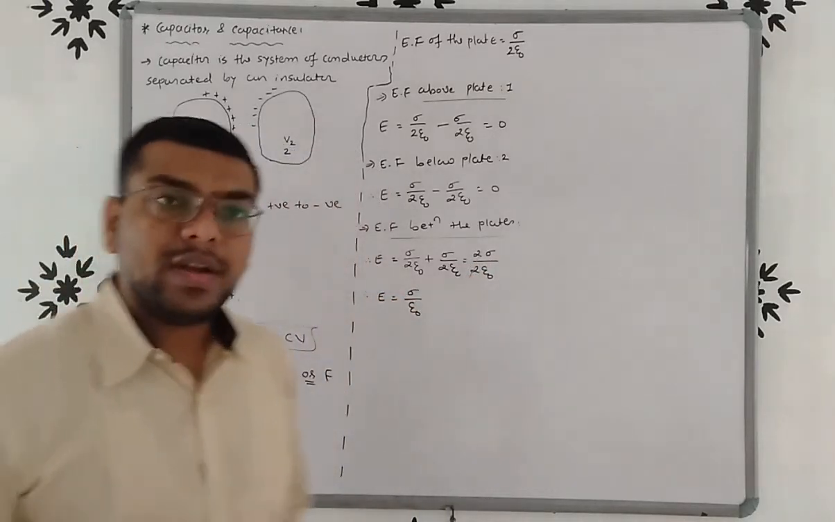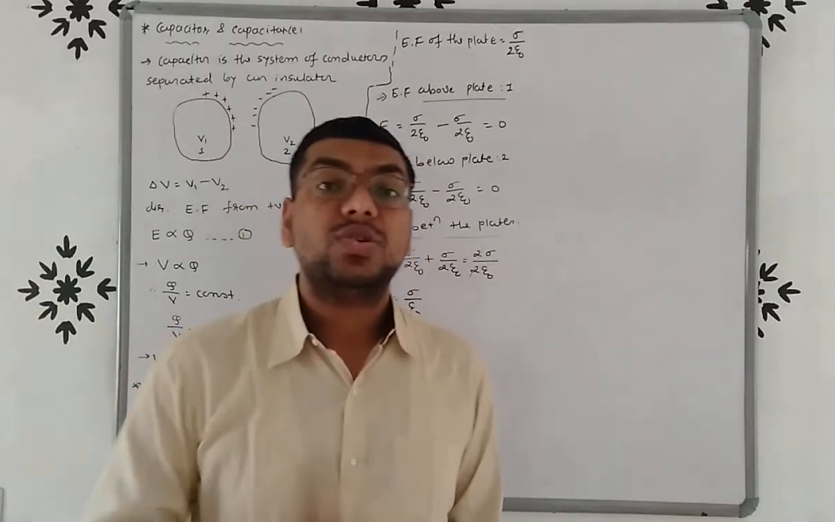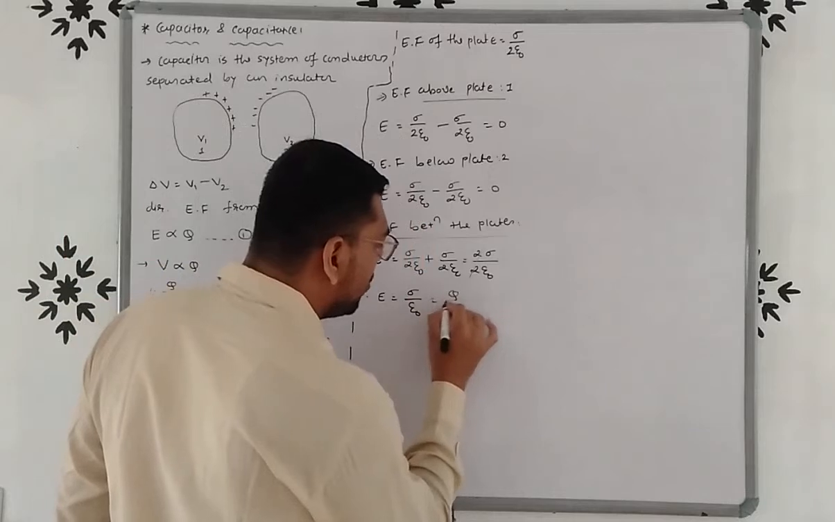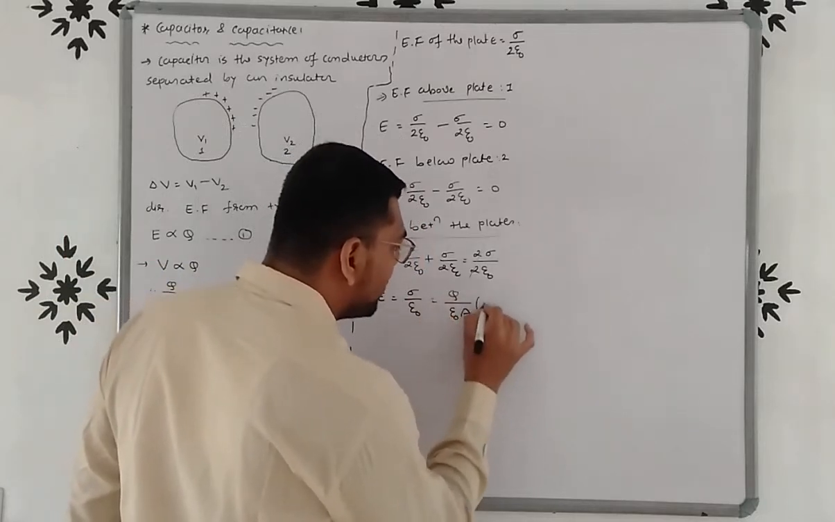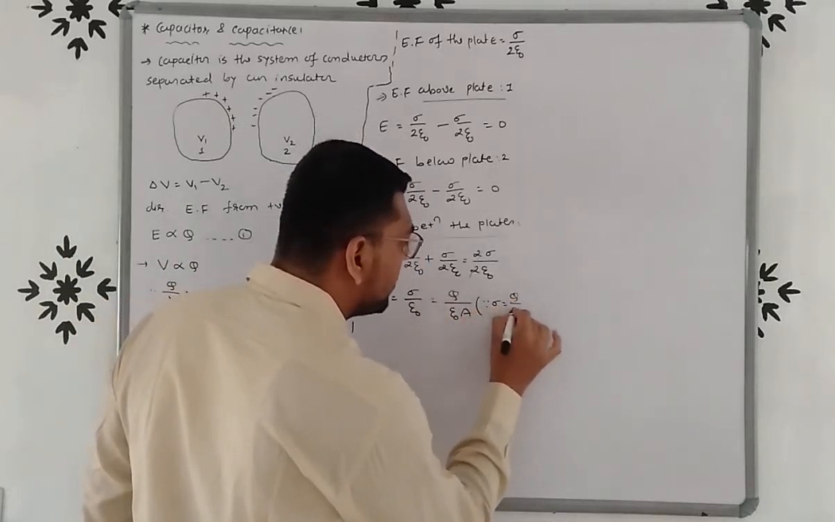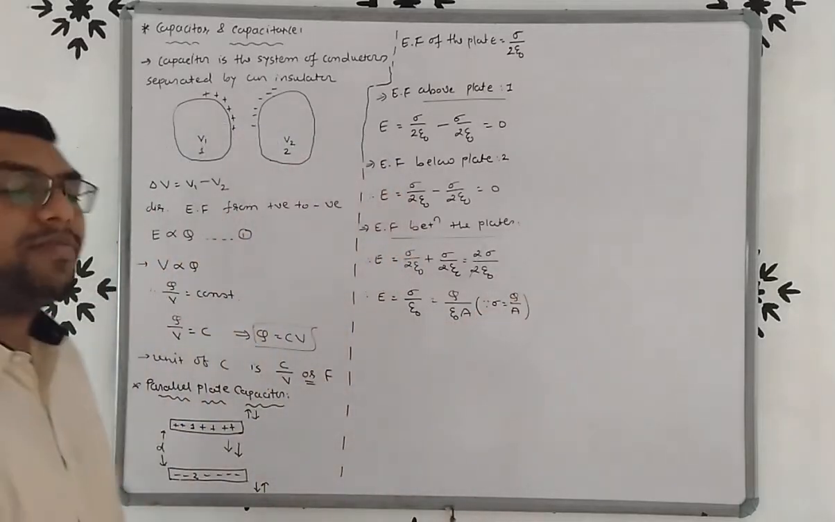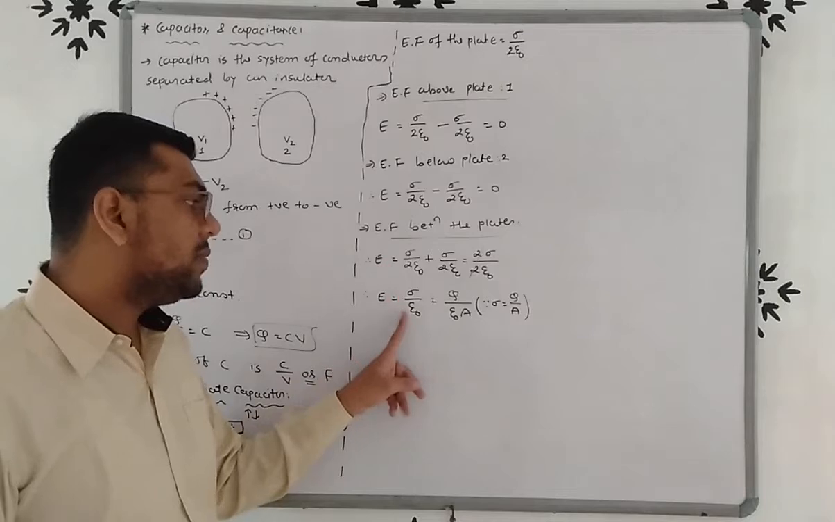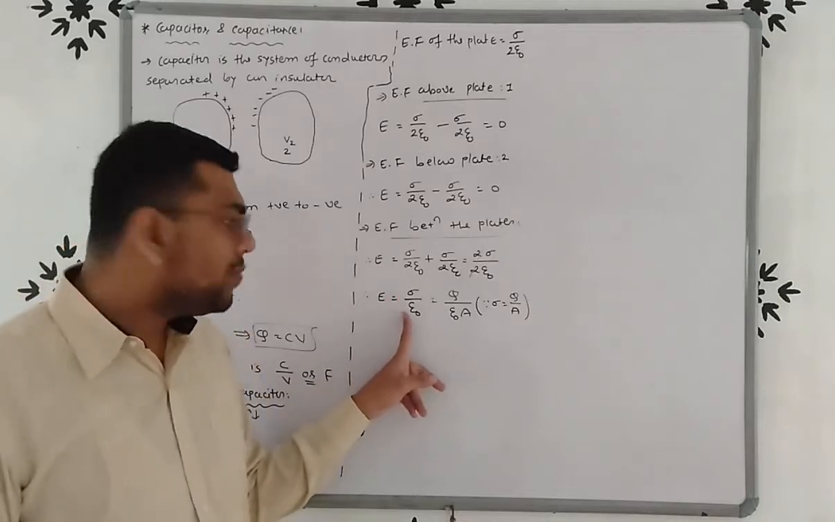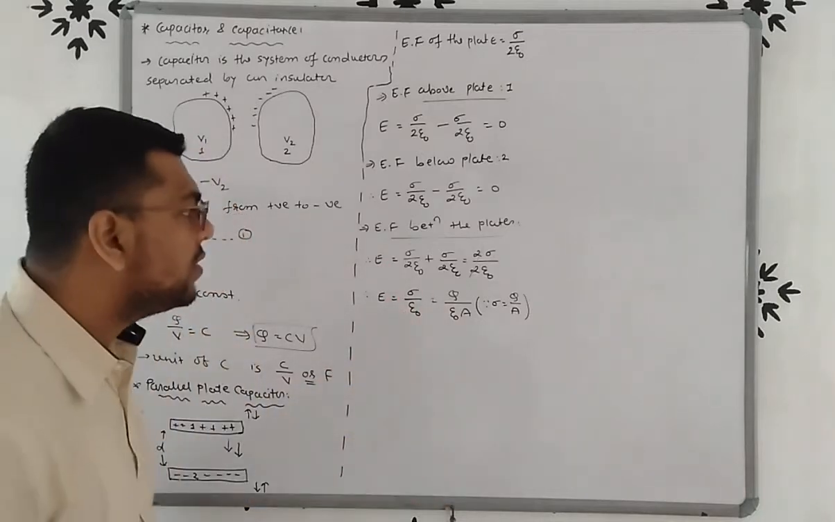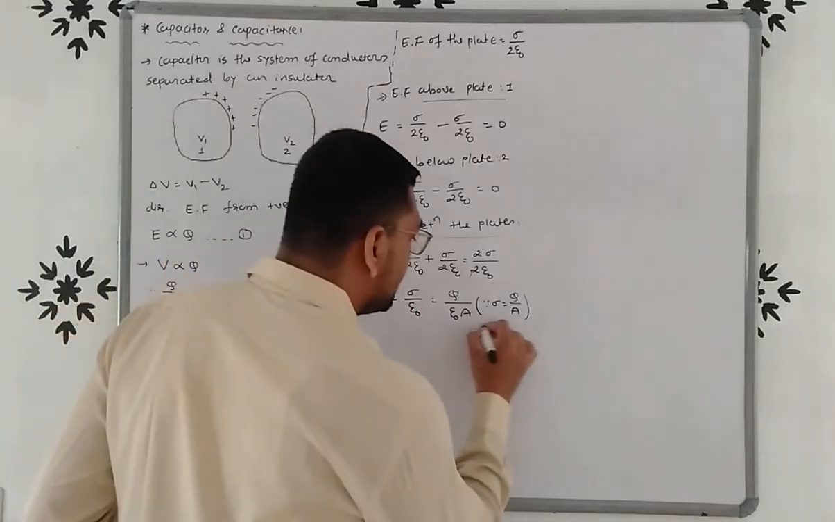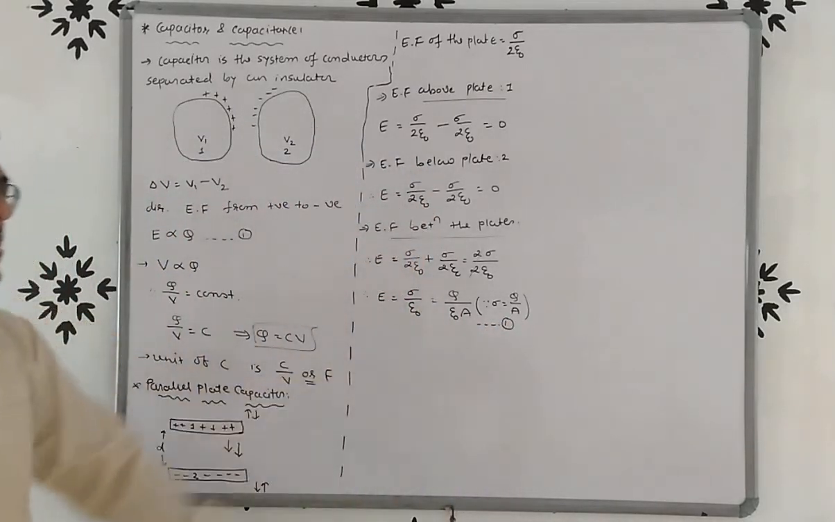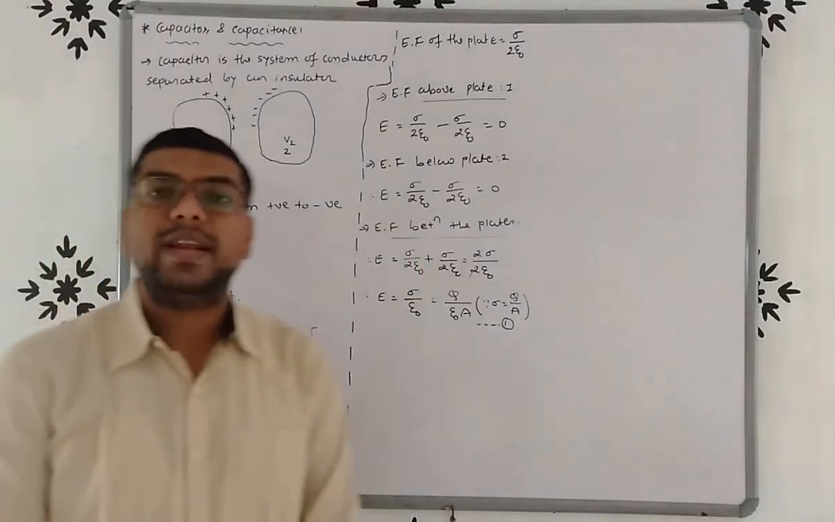But friends, we already know that sigma is equals to Q by A, right? So here instead of sigma we can write Q by A. So Q by epsilon 0, why? Because sigma is equals to Q by A, right? Surface charge density. So here E is equals to sigma upon epsilon 0, but sigma is equals to Q by A. So Q upon epsilon 0 A. So this is the formula of electric field. E is equals to Q by epsilon 0 A for this parallel plate capacitor.